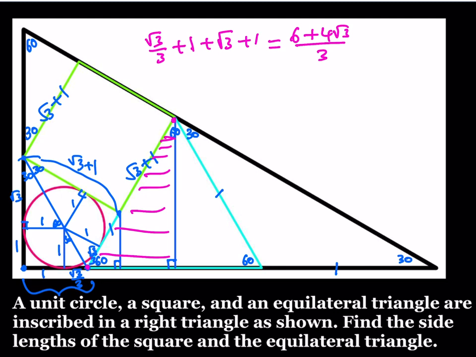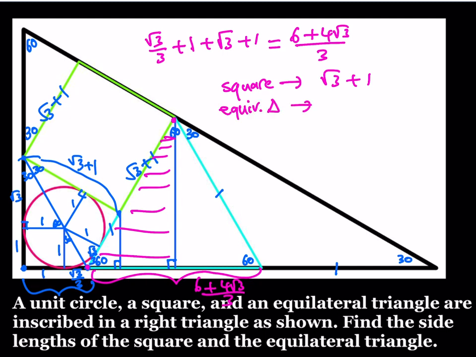But that also gives me what? The side length for the equilateral. So the side length for the equilateral triangle is basically going to be 6 plus 4 root 3 over 3. And the side length for the square is going to be root 3 plus 1. For the square, basically, the side length is root 3 plus 1. For the equilateral triangle, the side length is 6 plus 4 root 3 over 3.